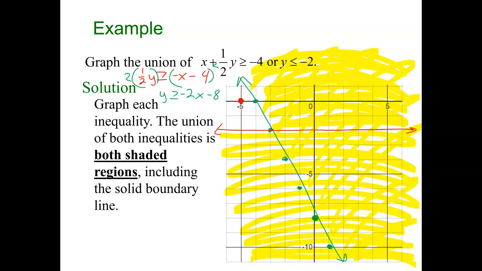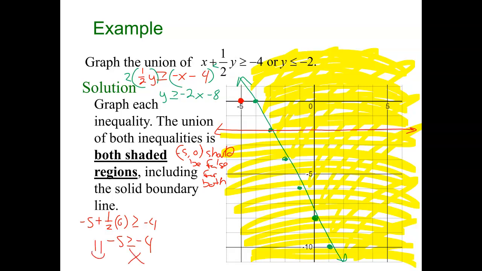Okay? (Negative 5, 0) should be false for both. All right? So negative 5 plus 1/2 times 0 is greater than or equal to negative 4. Is negative 5 greater than or equal to negative 4? No. That's what I want. I want it to be false. Because (negative 5, 0) should not be in my solution set, because it's not in any of the shading. So that's good. It's good that it's false. That's what I wanted for this one.